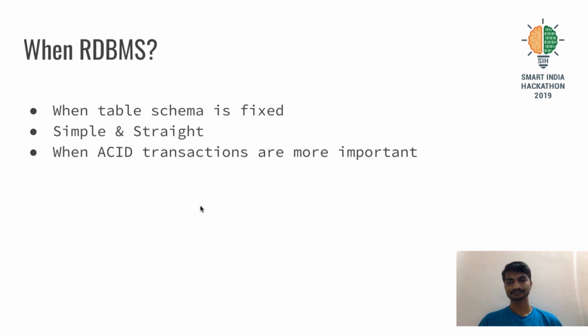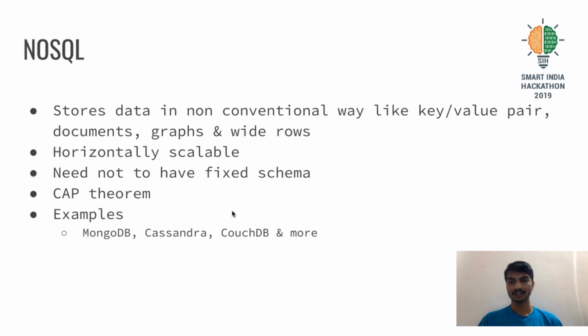So now we have seen when we should use RDBMS databases. The next one is NoSQL databases. It is not only SQL databases. In RDBMS databases, we'll be storing all our data in the tabular format. It will be something like an Excel sheet.